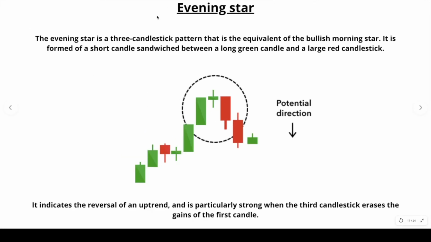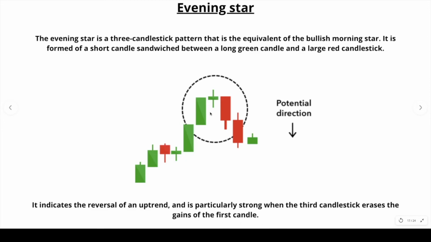Now, onto our evening star. The evening star is a three candlestick pattern that is the equivalent of the bullish morning star, which we took a look at previously for the bullish candlestick patterns on our previous slides. It is formed of a short candle sandwiched between a long green candle and a large red candle. It indicates the reversal of an uptrend and is particularly strong when the third candlestick erases the gains of the first candle.